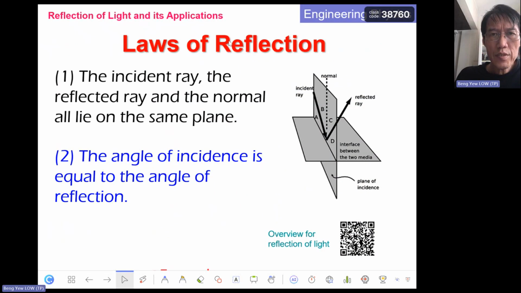There are two laws which govern reflection. Number one, the incident ray, the reflected ray, and the normal all lie on the same plane. Number two, the angle of incidence is equal to the angle of reflection.